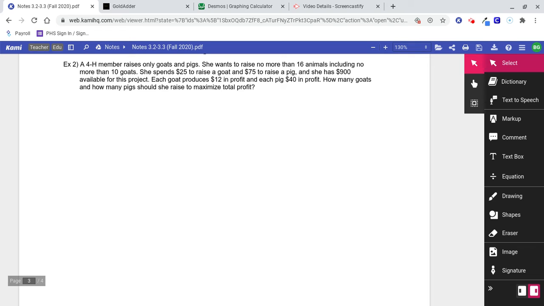Example 2, a 4-H member raises only goats and pigs. She wants to raise no more than 16 animals, including no more than 10 goats. You should be kind of getting a feel for inequalities there. No more than. That feels like an inequality to me.